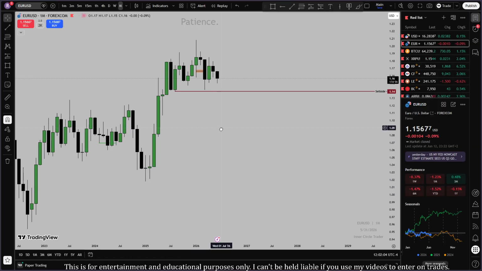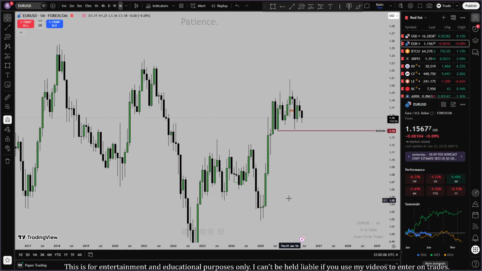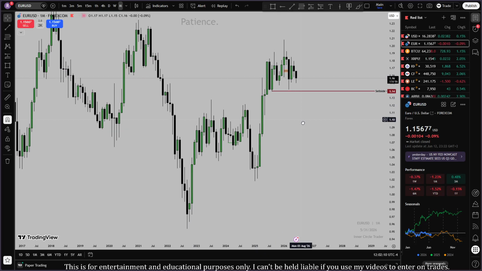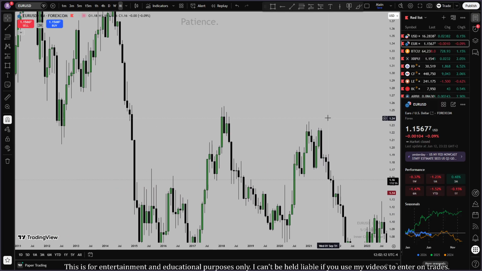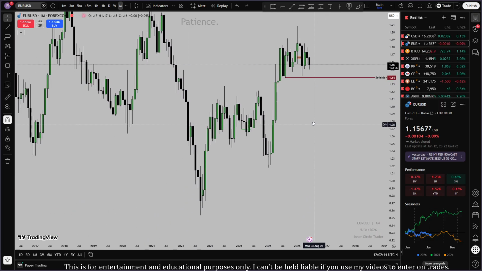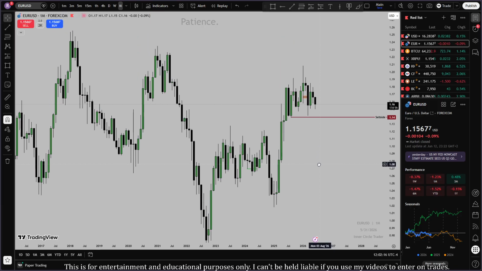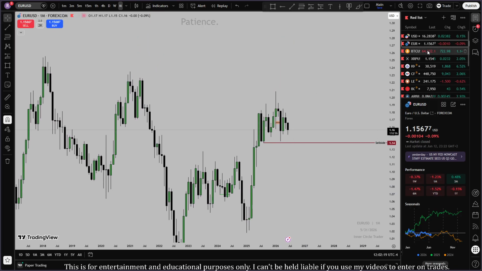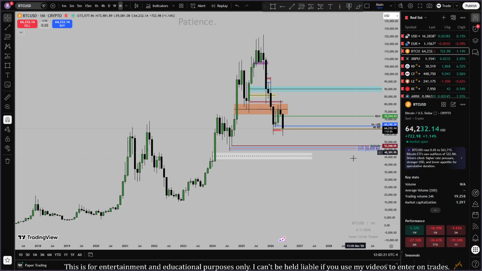I don't watch Euro USD, but these are some levels that's outside that I'm watching, and then later on draw to the highs. But I don't watch this market as much, so I'm not gonna give my intuition on that.